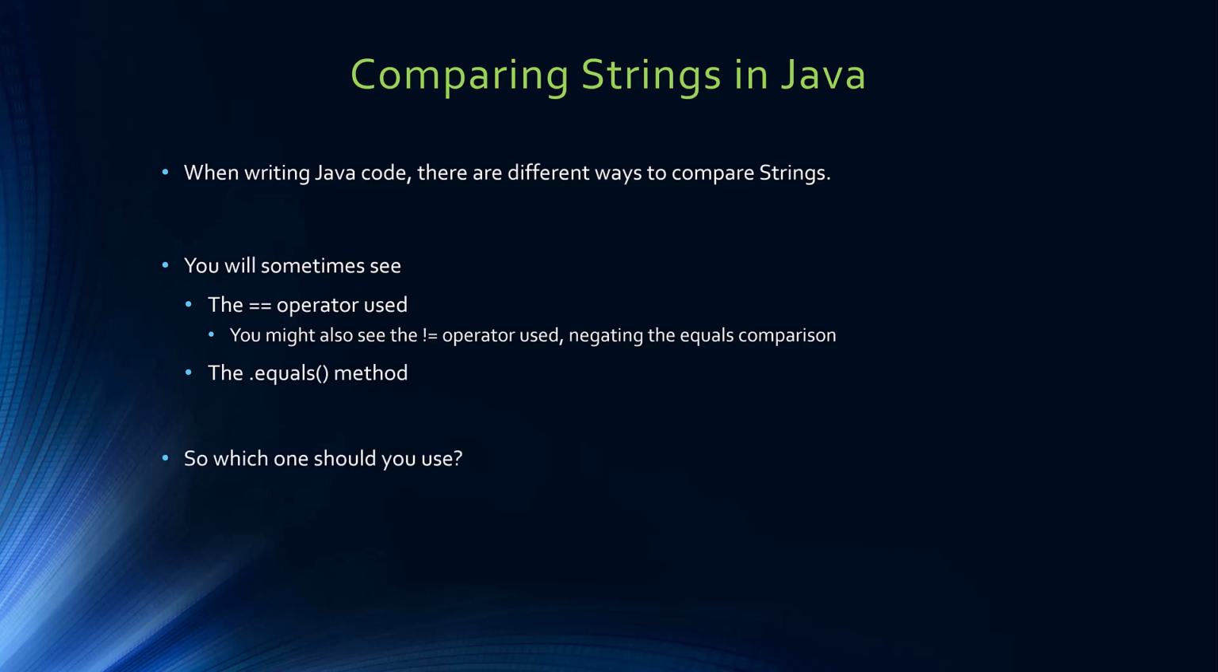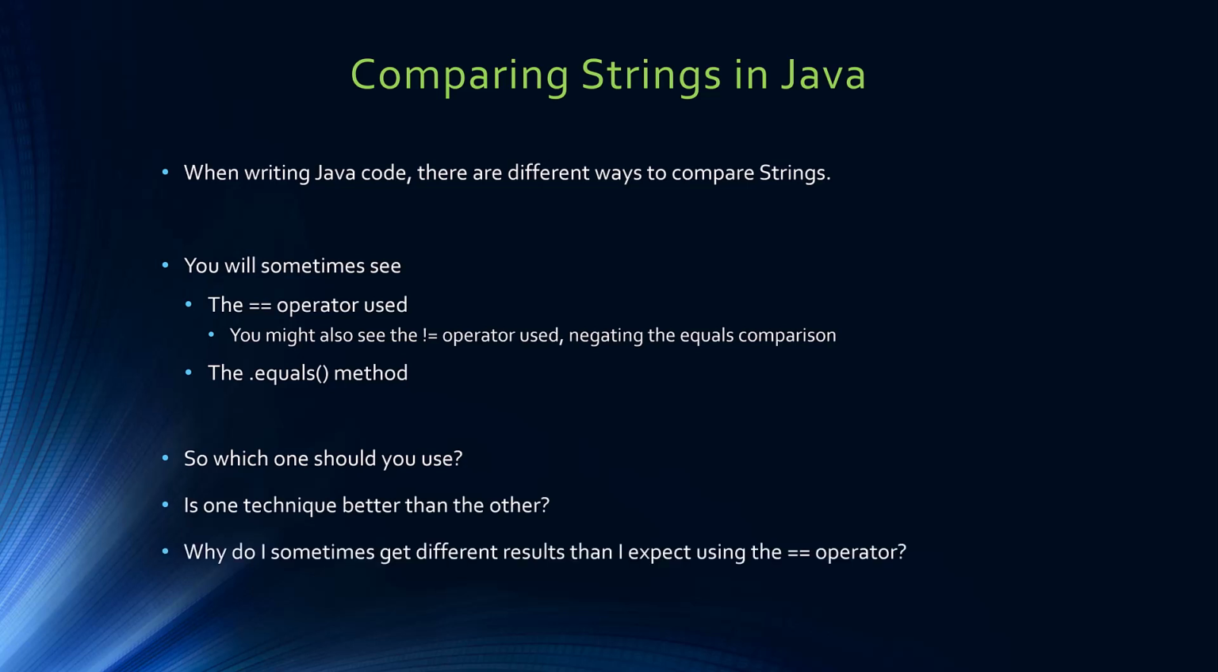So the question is, which technique should you use? Is one better than the other? And most importantly of all, why do you sometimes get different results than you expect using the double equals operator? Let's explore the solution by looking under the hood to see what Java is really doing.